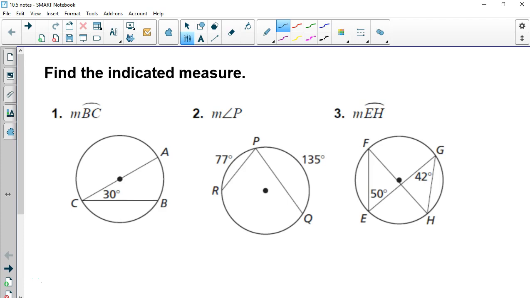So first off, AC is a diameter. Okay? This is diameter right here. Which means this arc is 180 degrees. Now, to find BC, we also need to find out what AB is.